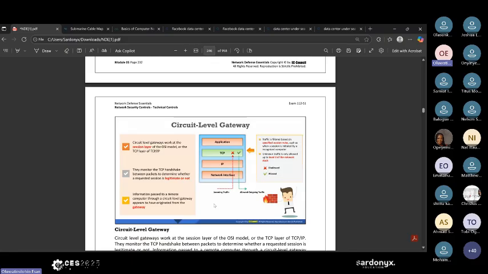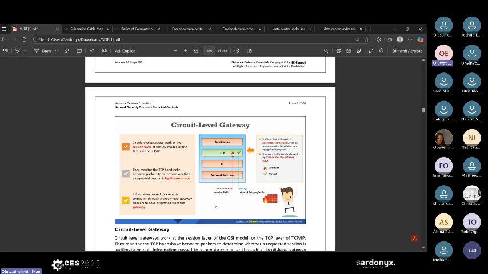Okay, so you have the circuit level gateway. This works at the session layer of the OSI model. Circuit level gateways work at the session layer of the OSI model, also the TCP layer of TCP/IP. So what does a circuit level gateway do? They monitor the TCP handshake between packets to determine whether it is a requested session.